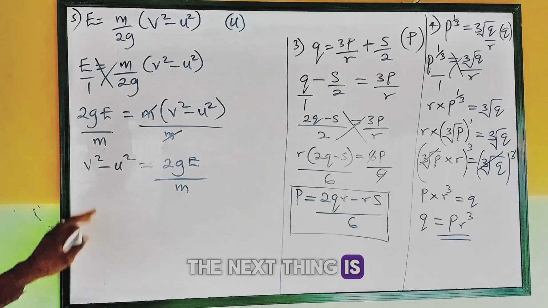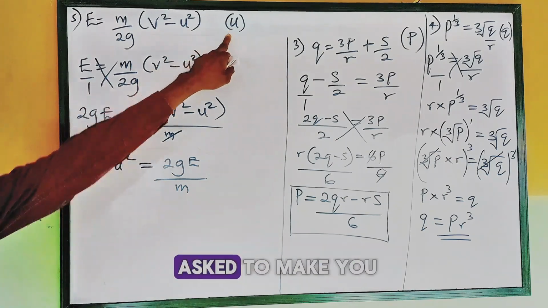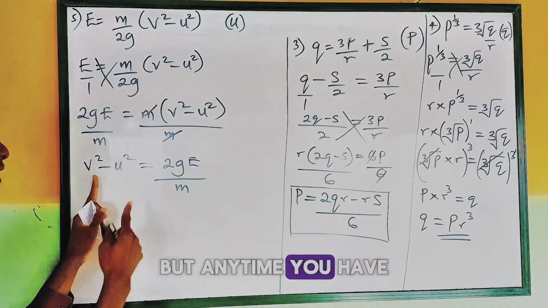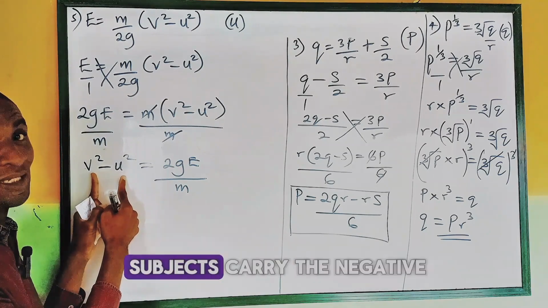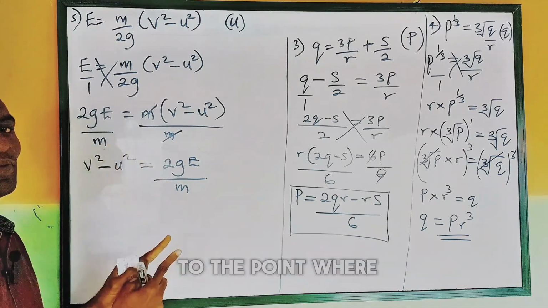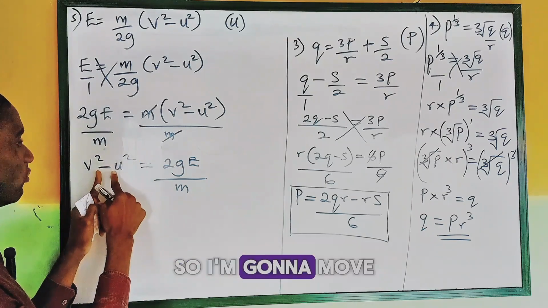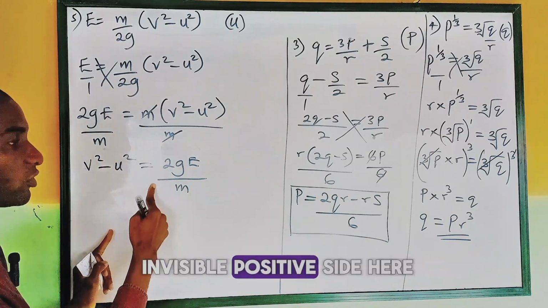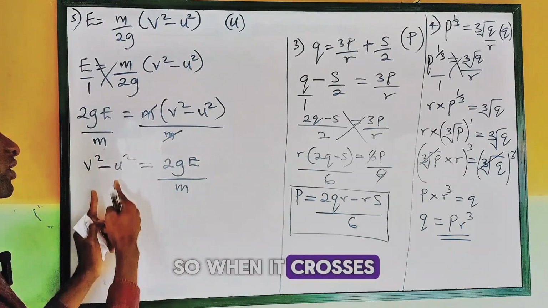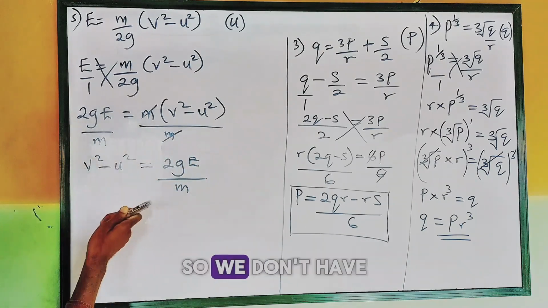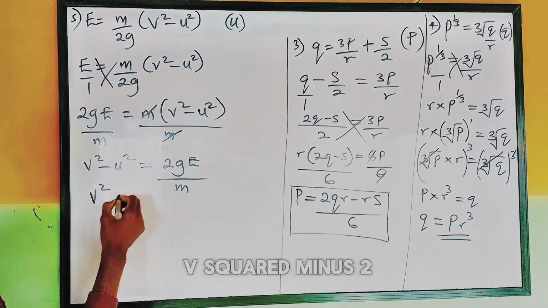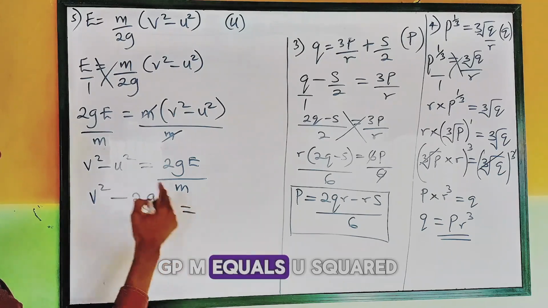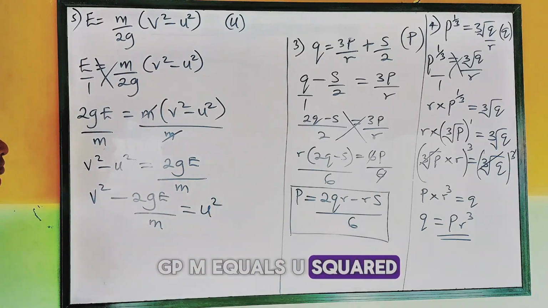And the next thing is, we were asked to make U the subject. So this U is carrying a negative, and anytime you have the value you want to make subject carrying a negative, try to move it to the point where it will become positive. So I'm going to move this here, and I'll move everything here to this side. There's an invisible positive sign here. So when it crosses here, it becomes negative. So I'm going to have V squared minus 2GE over M equals U squared.